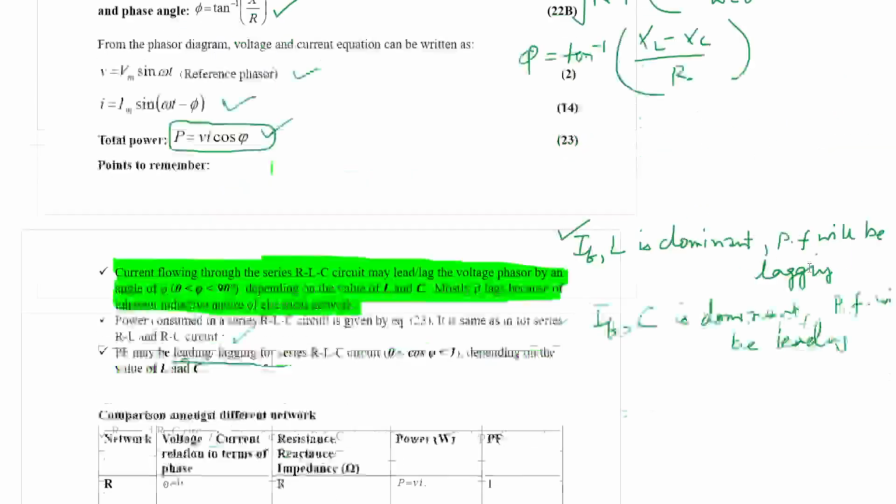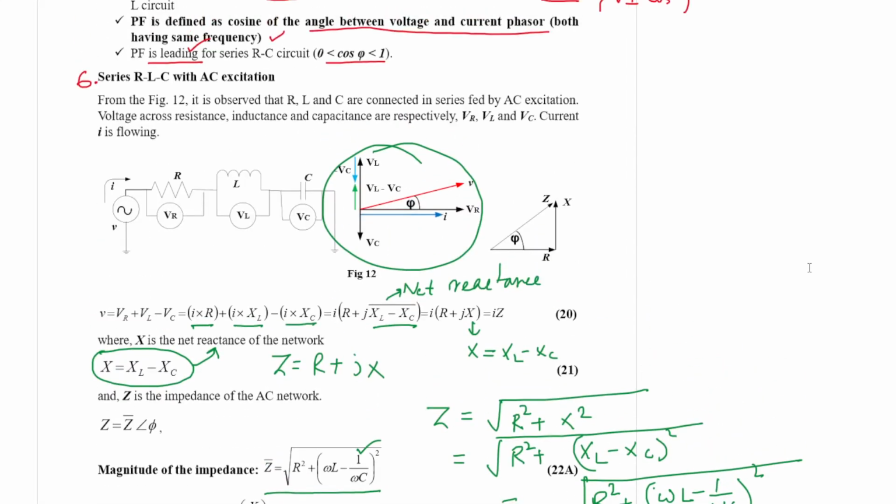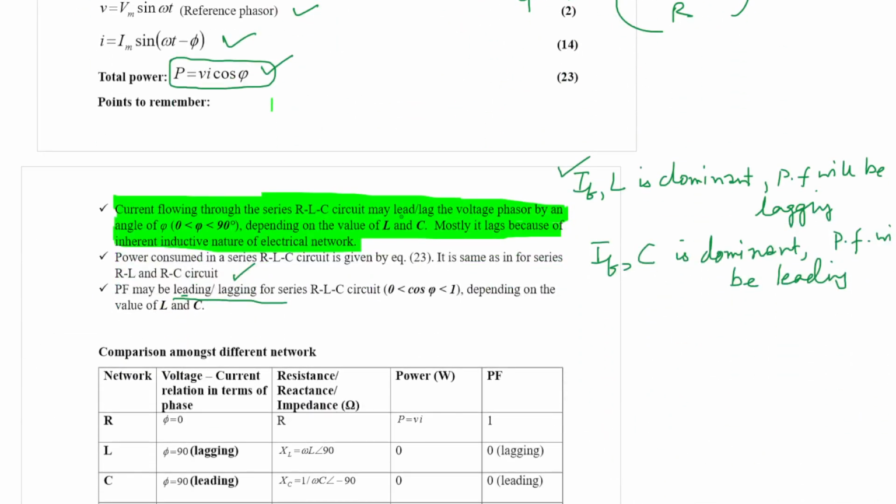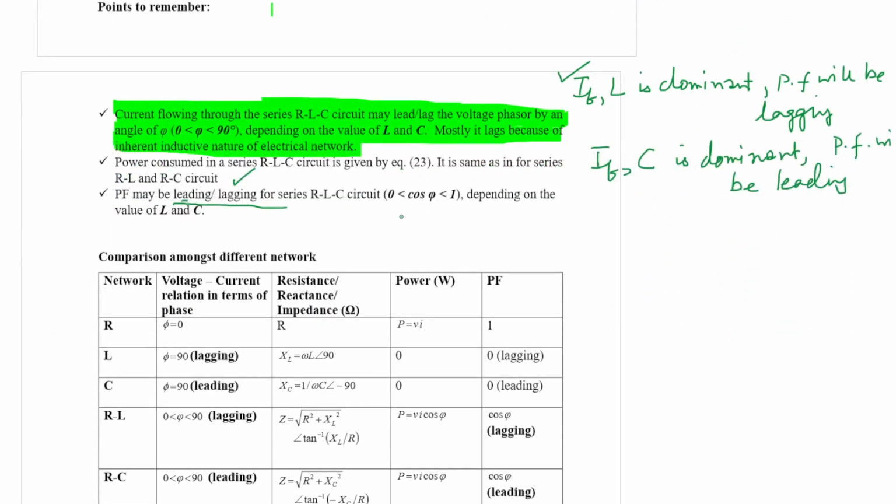You see, if the capacitance is dominating, then VL minus VC will become VC minus VL. Then this phasor will be directed along this direction, and the supply voltage will be directed along this if the reverse happens. For that case, current becomes leading. So its power factor totally depends on the values of R, L and C.